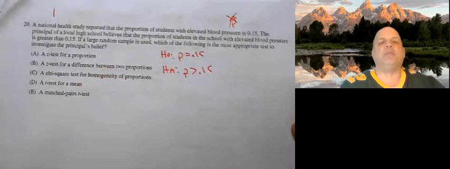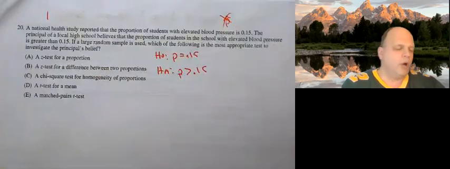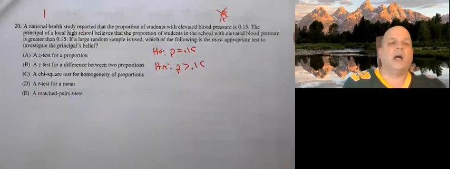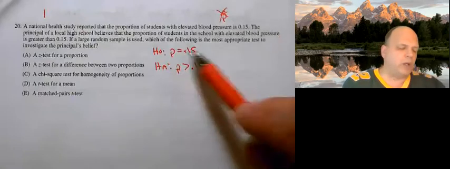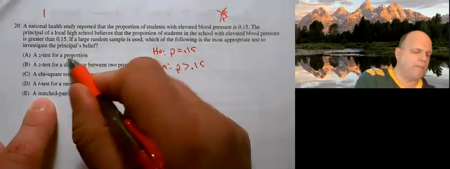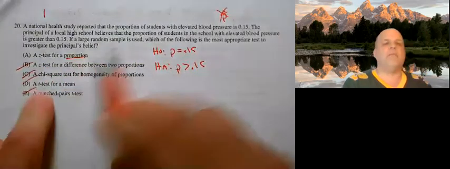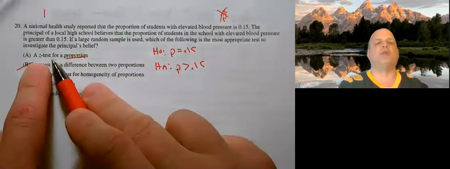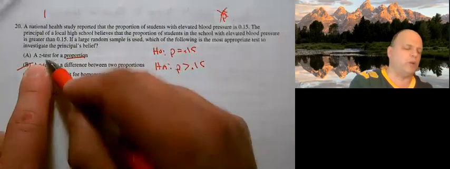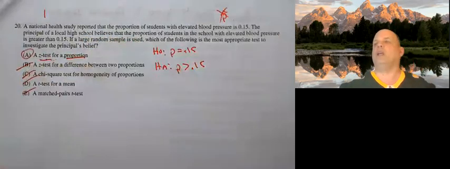If a large random sample is used, which of the following is the most appropriate test? Well, how many samples am I taking? I'm only taking one. I'm taking one of the high school and I'm working with a proportion. So proportion, one sample. And by the way, anytime we work with proportions, one sample or two samples, it doesn't matter. Anytime we're working with a proportion, it is a Z. All right, so number 20 is letter A.